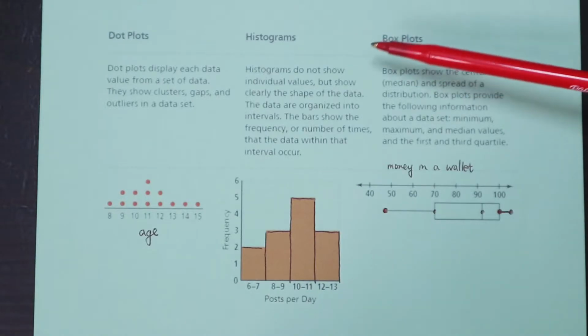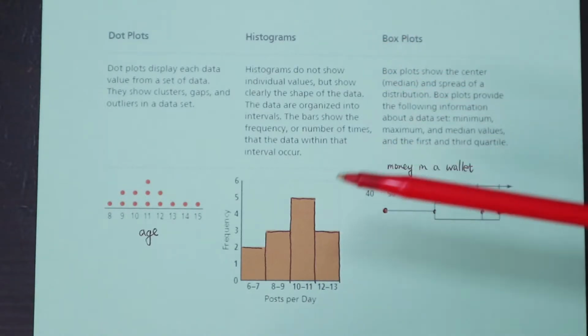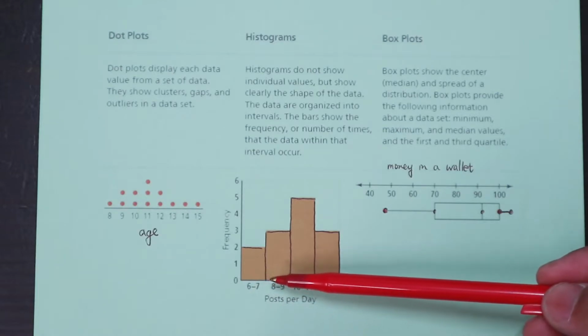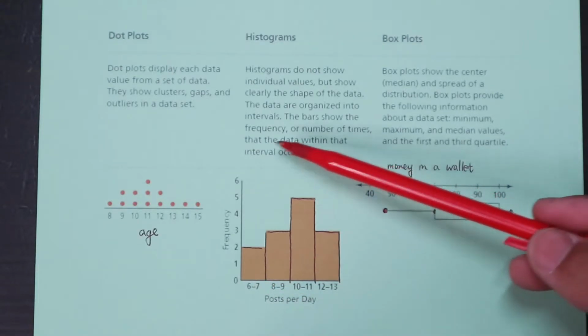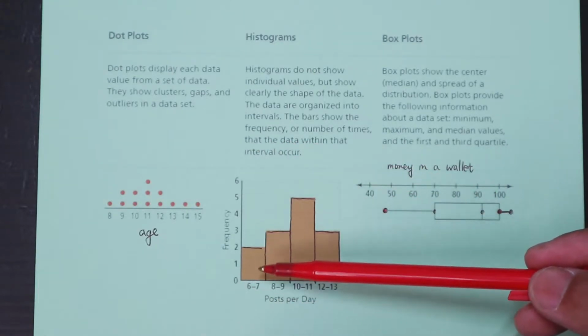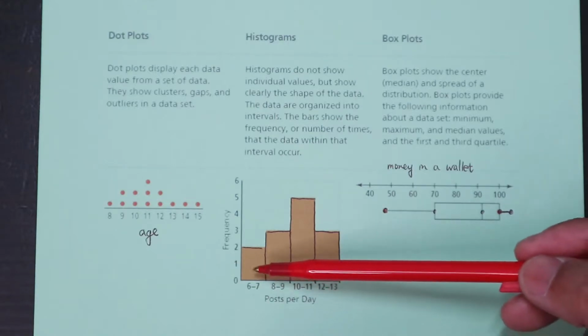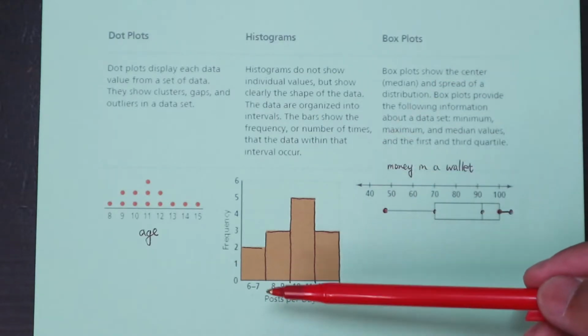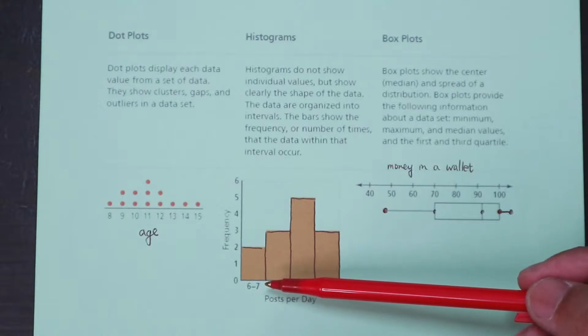Well, a histogram is a little bit different. In a histogram, I will only see a range of numbers. For example, in this histogram, it looks like a bar graph, but it is not. The bars are touching each other. And here, I could still see how many people I sampled.